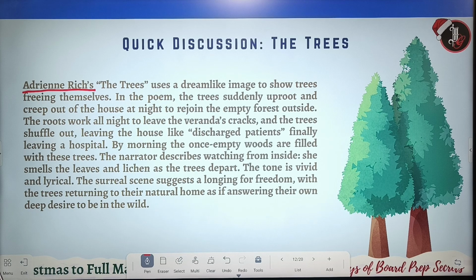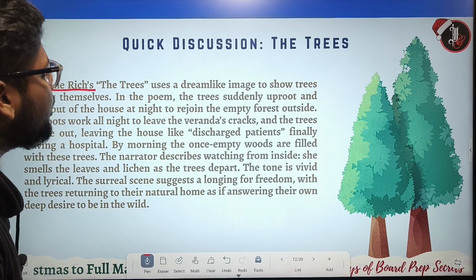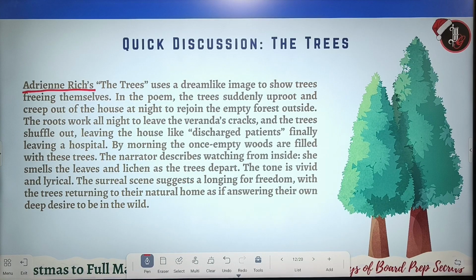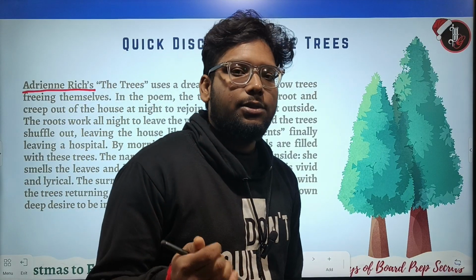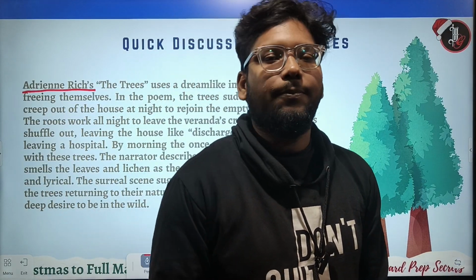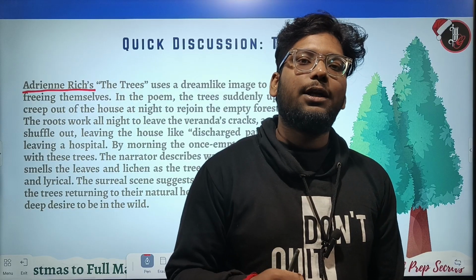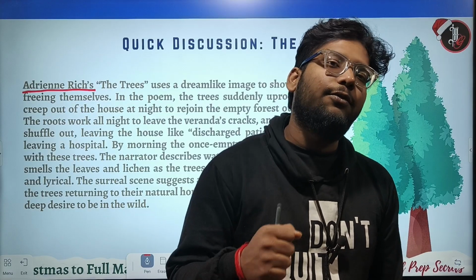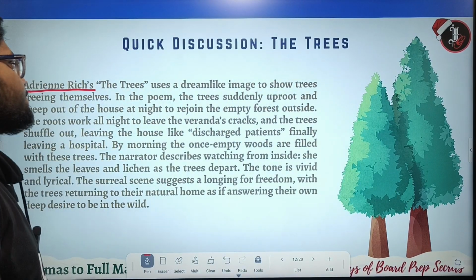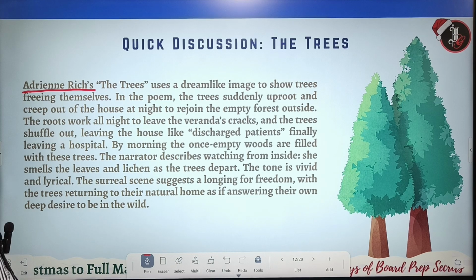Adrienne Rich's The Trees uses a dream-like image to show trees freeing themselves. Just imagine the trees are strangled, chained. Now they will unchain themselves. They will break the shackles and move out freely. That's the thing. Now, in the poem, the trees suddenly uproot and creep out of the house at night to join the empty forest outside.